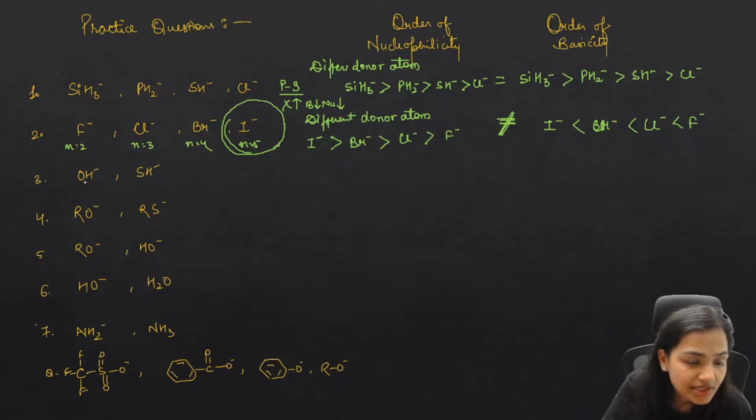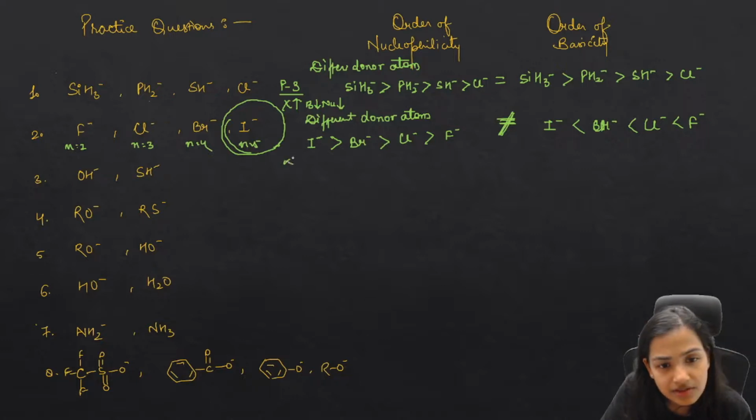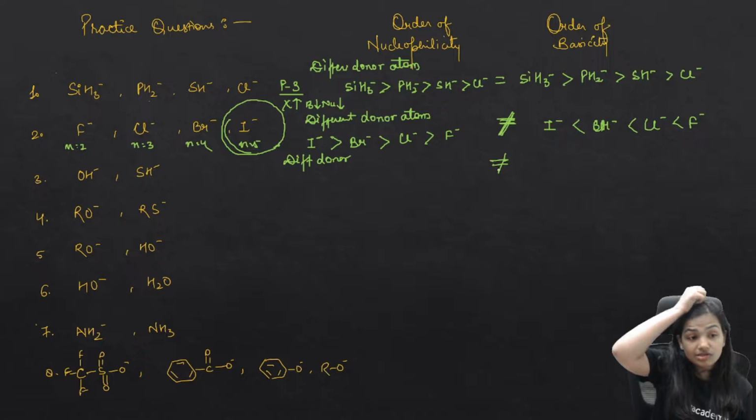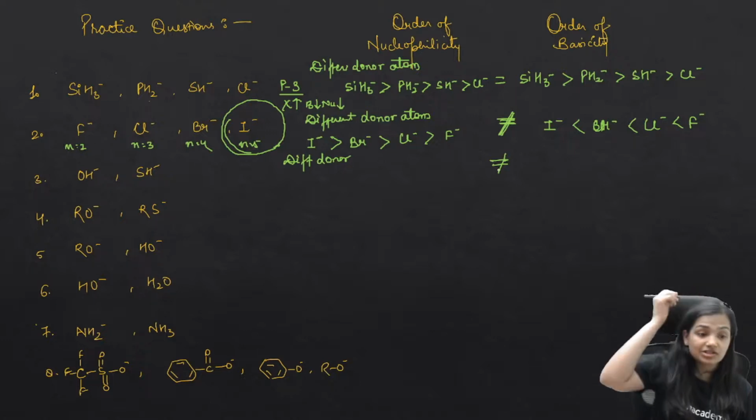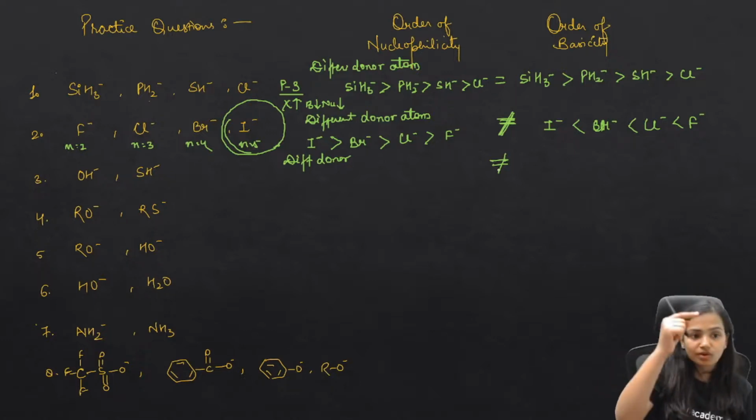Now let's come to another example. OH negative, SH negative. Again, they are different donor atoms. When the donors are different, then definitely the order is not going to be the same. So now this is OH negative and SH negative. Different groups, O and S.